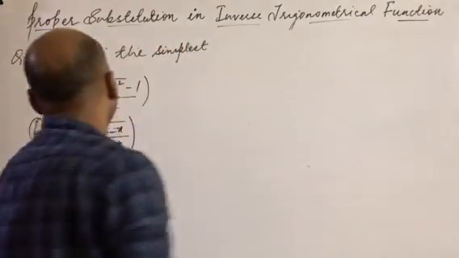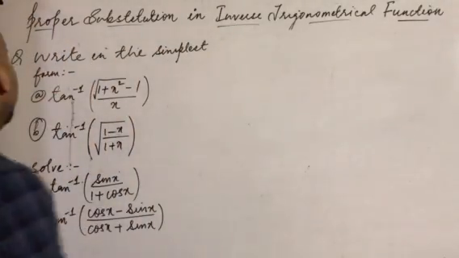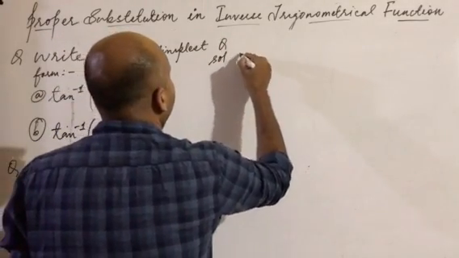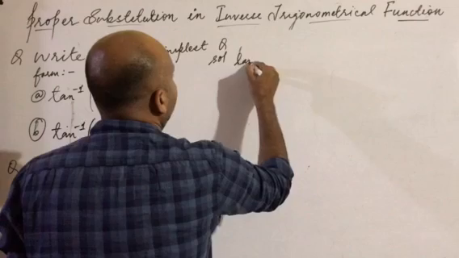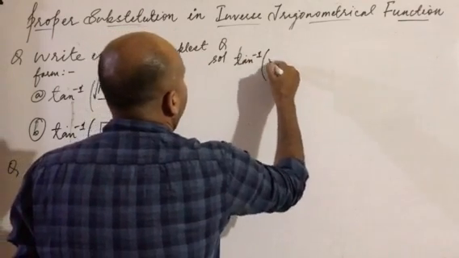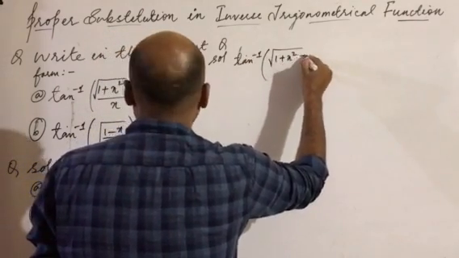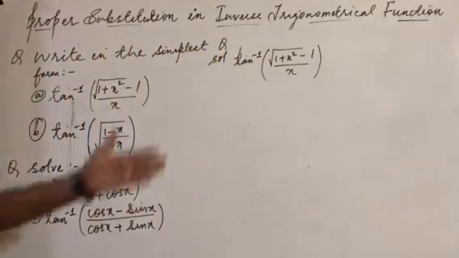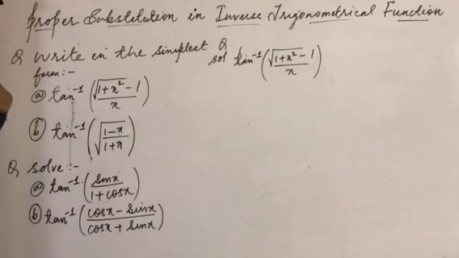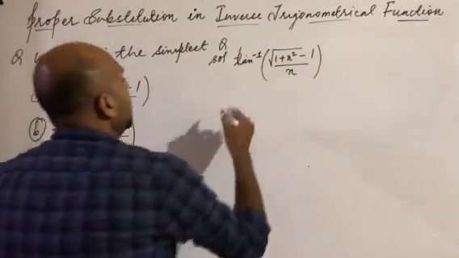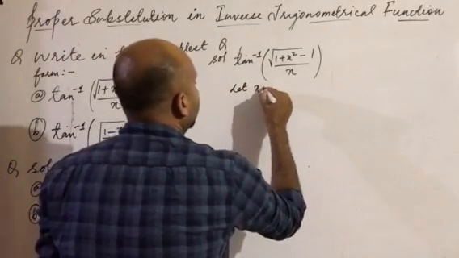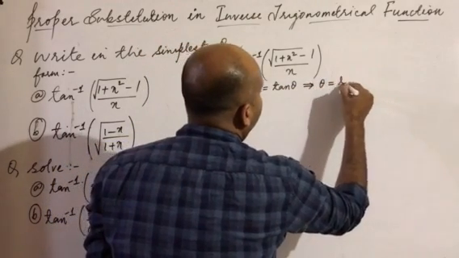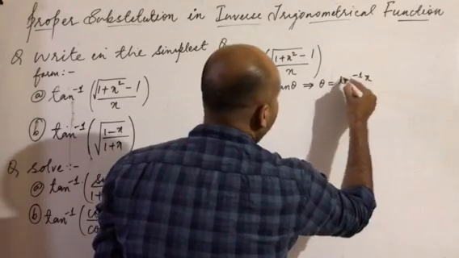In the first sum, children, let's start with the solution. The question is to solve tan inverse of root under of 1 plus x square minus 1, whole divided by x. For this sum, as I have told you the trick, it is 1 plus x square, so it is better that we put tan theta or cot theta. Let us check for tan theta. You write here, let x equals tan theta. So from this I'll get theta equals tan inverse of x. This also you should note.